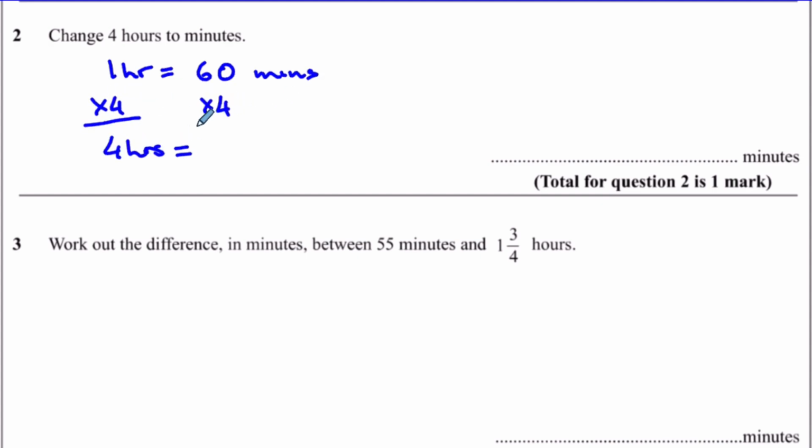60 times 4 is 240. So our answer is 240 minutes. And then write this in the correct place. Make it easy for the person marking this to give you the marks.